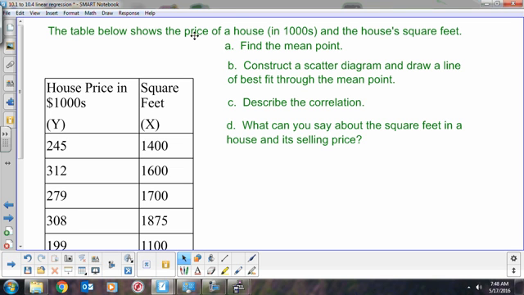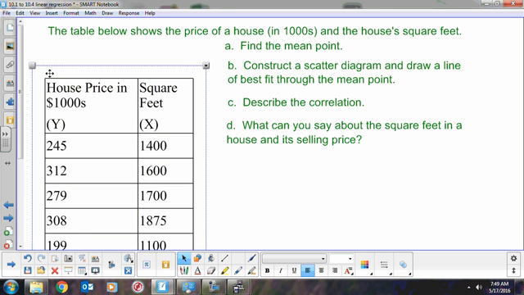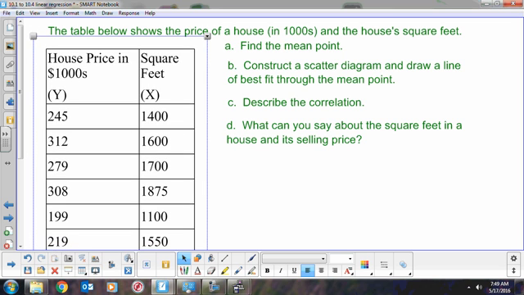All right. The table shows the price of a house by square feet. And a lot of times they will get the asking price based on square feet. Find the mean point, construct a scatter diagram, describe the correlation, and then what can you say about the square feet?